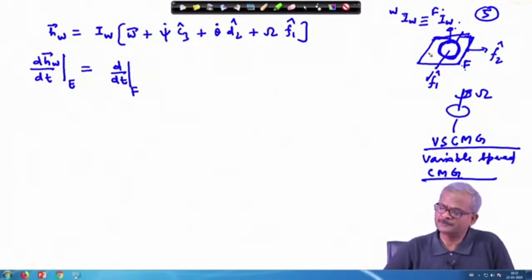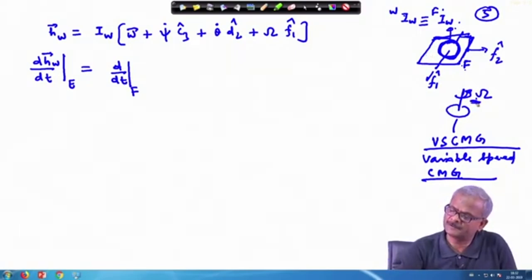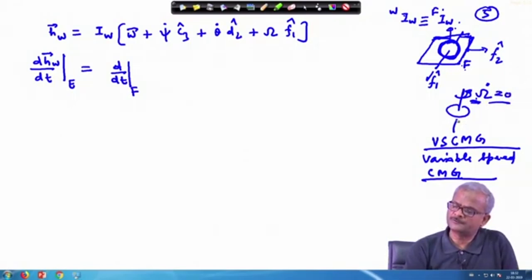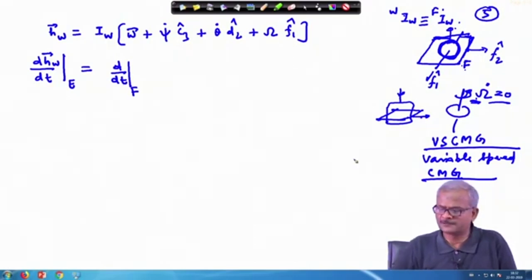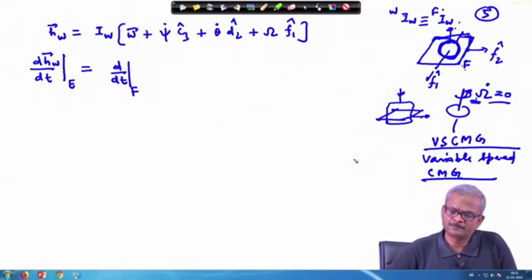Earlier, if you cannot speed up this wheel, say omega dot is 0, you get only 2 axis control, one along this axis, which is the outer frame, and another along this axis. If you torque along this, you will get output along this axis, and if you torque along that, you will get output along the other axis. So, you just have to look into where the resultant control moment will be.